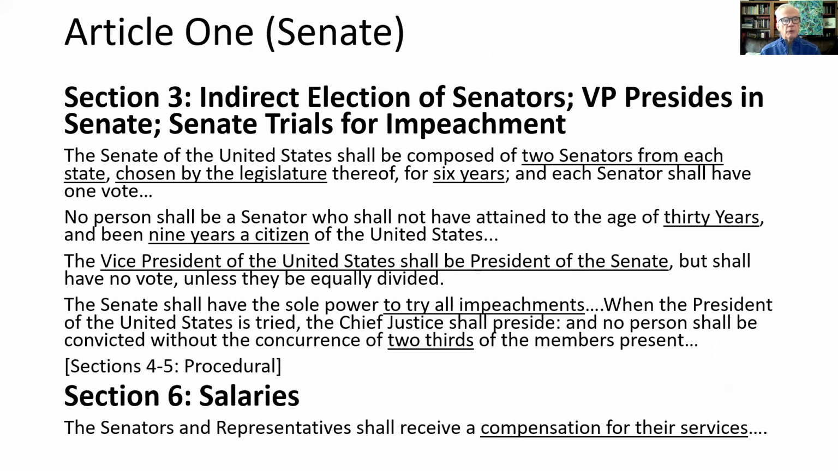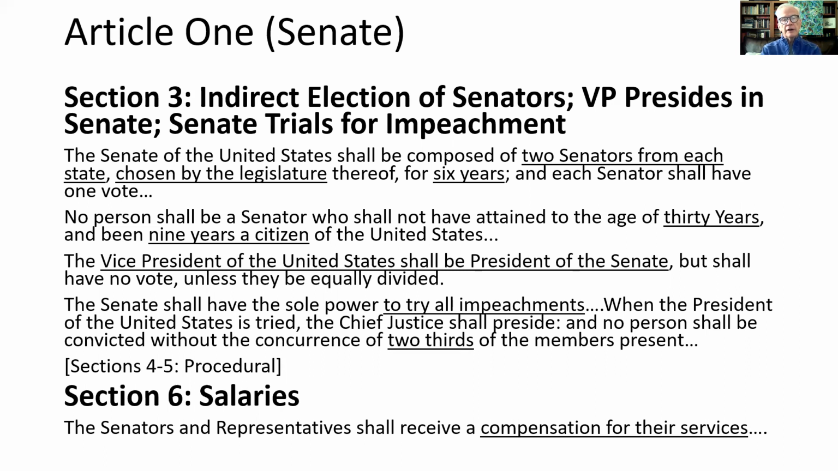Article 1, Section 3 goes on to talk about senators. Senators are different. Representatives are apportioned by the population of their districts, but for senators, each state gets 2 senators. 13 states at the time of the Constitution, so 26 senators. And as the US has grown and more states have been added, now up to 50, we still have 2 senators per state. That is 100 senators in the Senate.